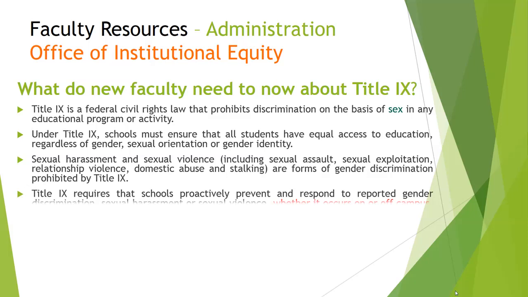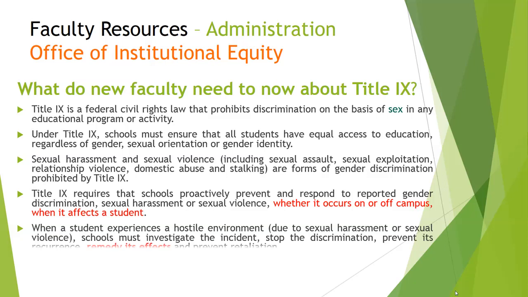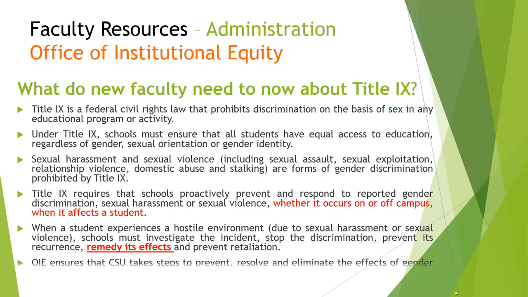Title IX requires that schools proactively prevent and respond to reported gender discrimination, sexual harassment, or sexual violence, whether it occurs on or off campus when it affects a student. When a student experiences a hostile environment due to sexual harassment or sexual violence, schools must investigate the incident, stop the discrimination, prevent its recurrence, remedy its effects, and prevent retaliation. OIE ensures that CSU takes steps to prevent, resolve, and eliminate the effects of gender discrimination on campus. This gives you an overview. Please contact the office for more information.